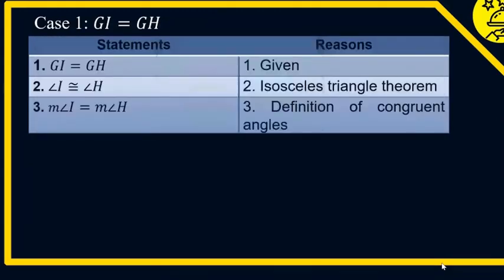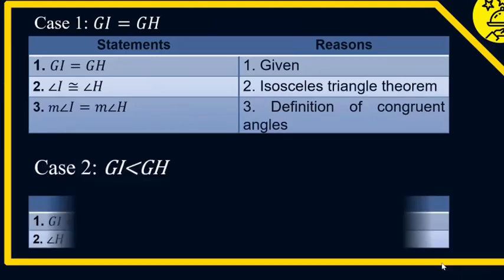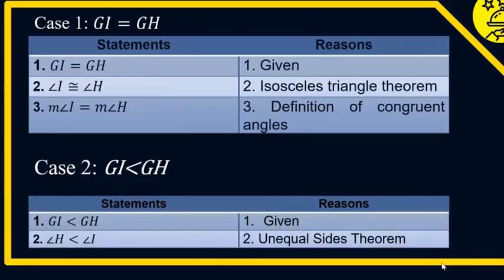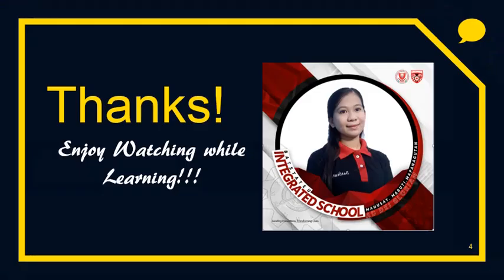Then let us prove. So GI is equal to GH, given, so angle 1 is congruent to angle H by the isosceles triangle theorem. Then we have the measure of angle 1 is equal to the measure of angle H, by the definition of congruent angles. Another is case number 2: GI is less than GH. So statement and reason. So GI is less than GH, given, so angle H is less than angle I, by the unequal side theorem.